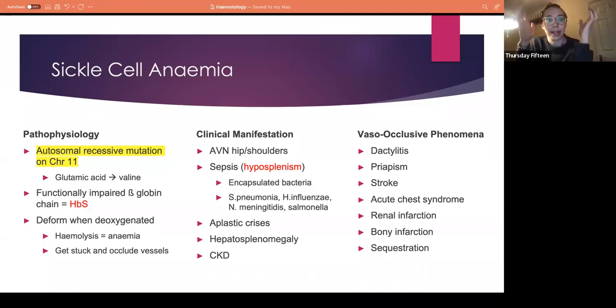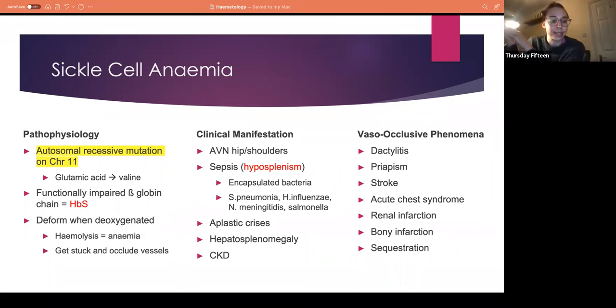what does hemoglobin look like and how is it made? It's got 2 alpha and 2 beta chains, and the chains are coded for by genes. The genes are on chromosome 11 and chromosome 16. In sickle cell anemia, you've got an autosomal recessive mutation on chromosome 11. I always remember from medical school, in first and second year, they tell you that glutamic acid was replaced with valine. It leads to a functionally impaired beta globin chain. So instead of getting the normal adult hemoglobin molecule, you get sickled hemoglobin. It's just less functionally good.